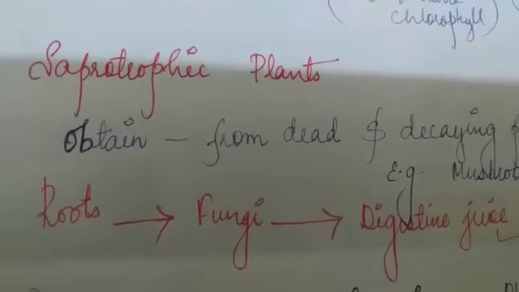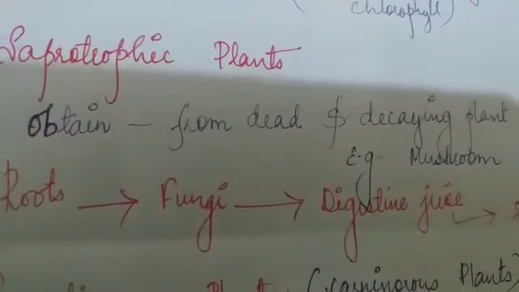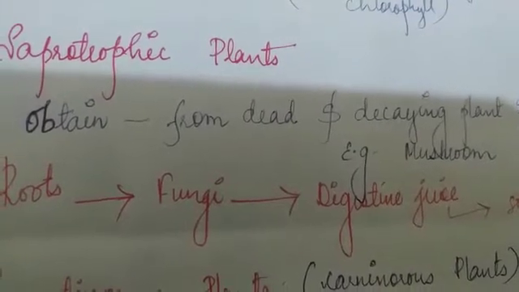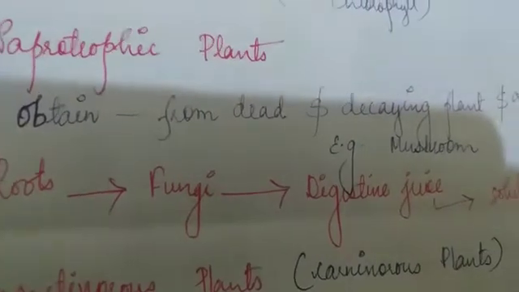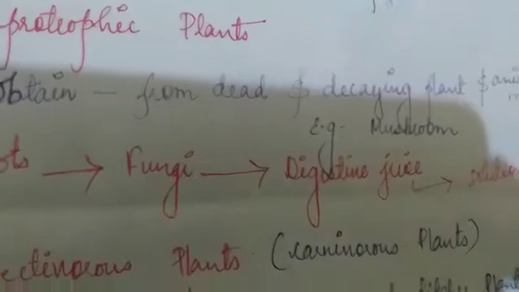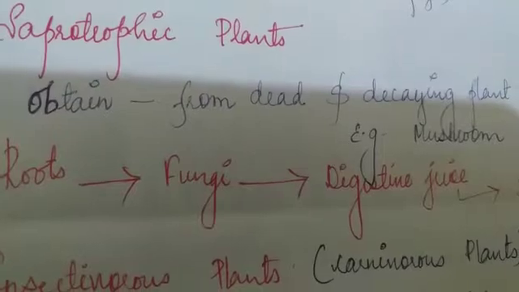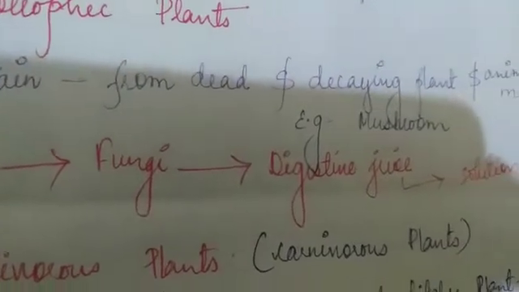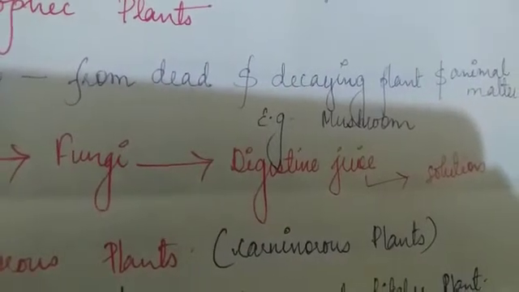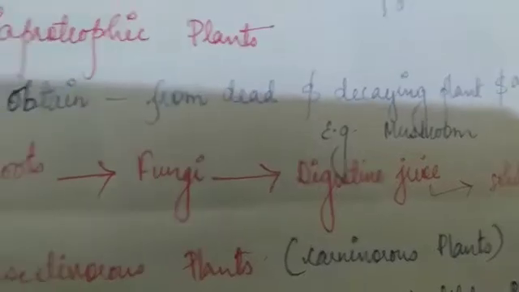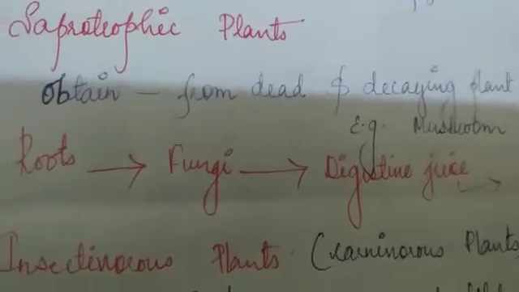Saprotrophic plants are the plants which obtain their nutrition from dead and decaying plant and animal matter. These are called saprotrophic plants, and this mode of nutrition we call saprotrophic nutrition. An example is mushroom. In saprotrophic plants, in their roots there will be fungi, and this fungi will secrete digestive juice, and this juice will be converted into a solution, and from this solution the saprotrophic plants will absorb the nutrients.